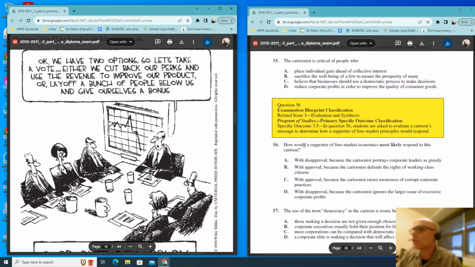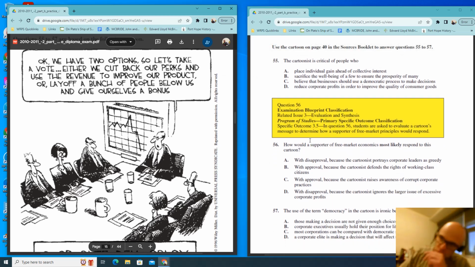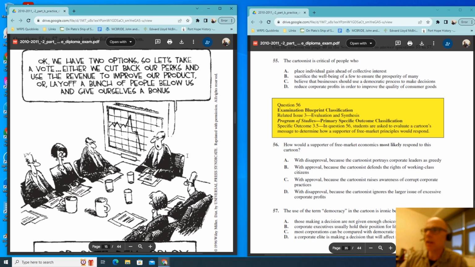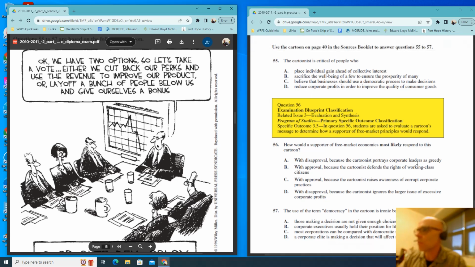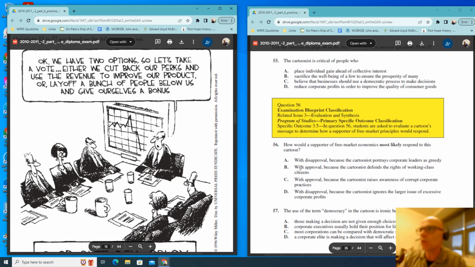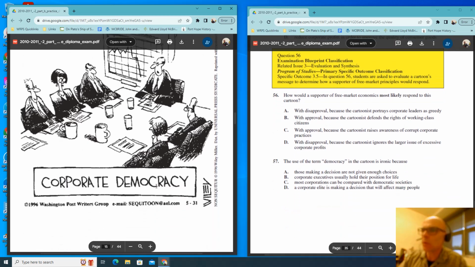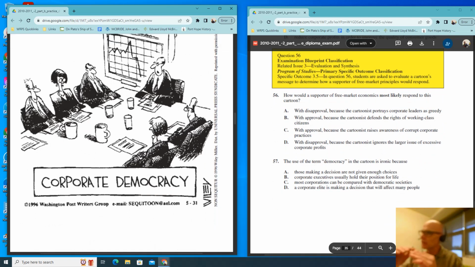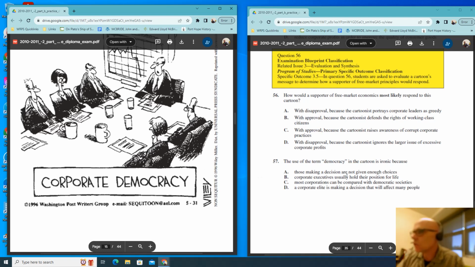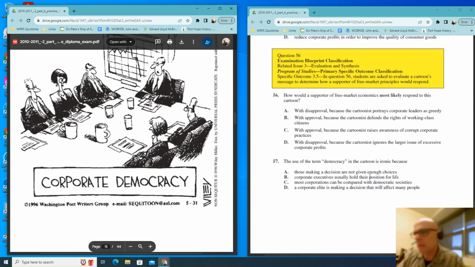56. How would a supporter of free market economics respond to a cartoon that is criticizing free market economics? They're going to disapprove of it because the cartoonist portrays corporate leaders as greedy because they want a bonus. A. The use of the term democracy, corporate democracy, don't often see those things together, is ironic because those making a decision are not given enough choices. Maybe, yeah. It's this or that.